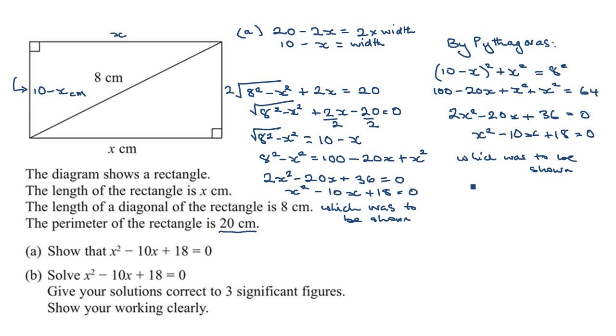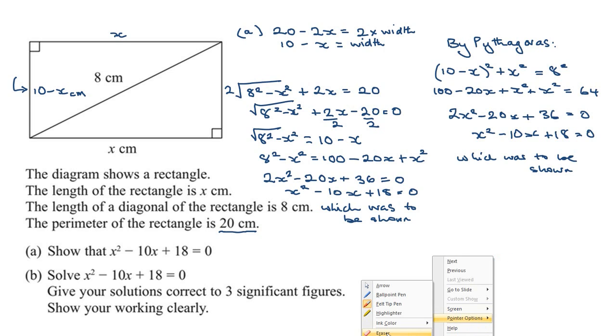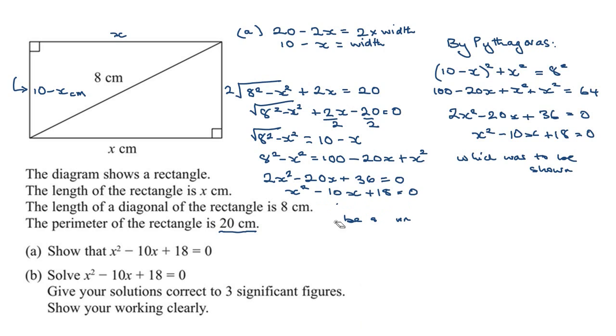Now in part B, so I'm just going to give myself a little bit more room by removing this one. Okay. In part B, we're asked to solve x squared minus 10x plus 18 equals 0. And it says give your solutions correct to three significant figures, which strongly suggests to me that we're going to need to use the quadratic formula because they're expecting a decimal answer.